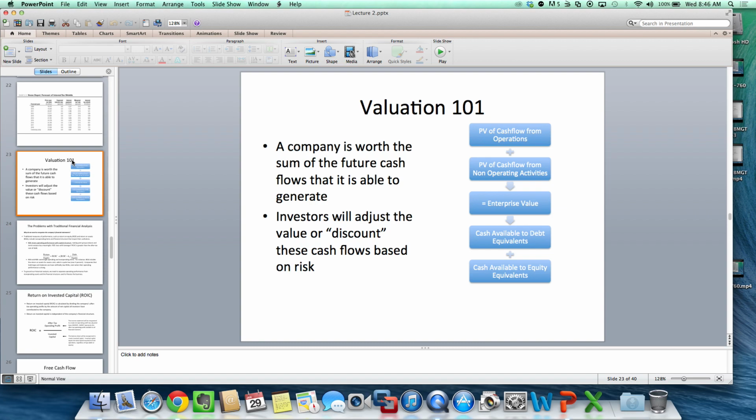So the mnemonic is that we are going to call operating cash flows box 1 cash flows. Okay? So we're going to label it a 1. And for box 2, non-operating cash flows are going to be called 2s. Debt cash flows are going to be called 3s, and equity cash flows are going to be called 4s. So 1 plus 2 is enterprise value, 3 plus 4 is enterprise value. As a matter of fact, 1 plus 2 minus 3 equals 4, if you want to rearrange the cash flow boxes.